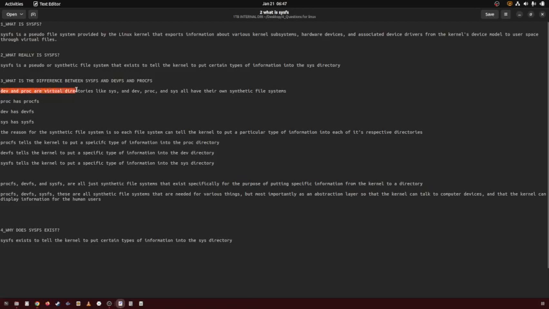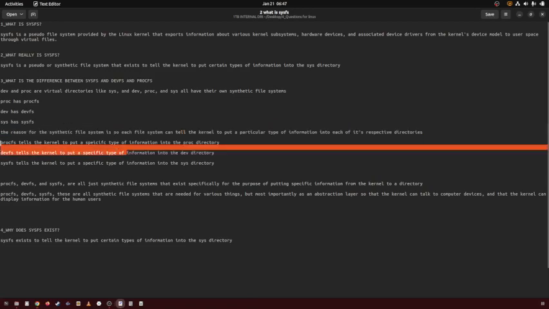Dev and proc are virtual directories like sys, and dev and proc and sys all have their own synthetic file systems. Proc has procfs, dev has devfs, sys has sysfs. The reason for the synthetic file system is so each file system can tell the kernel to put a particular type of information into each of its respective directories.